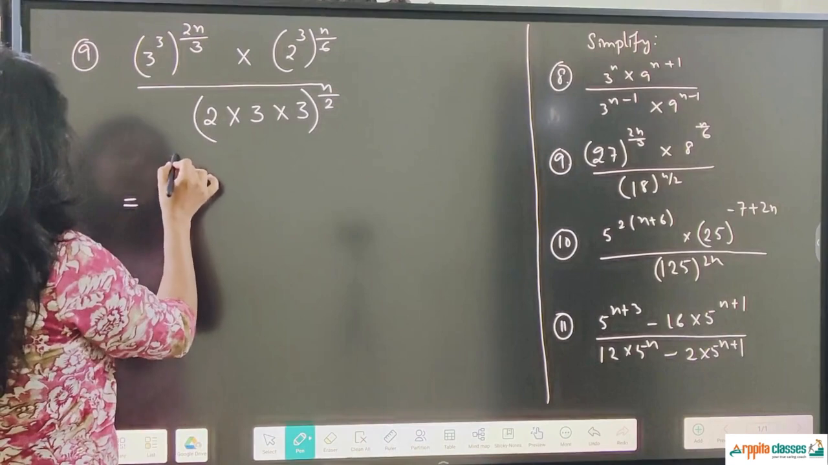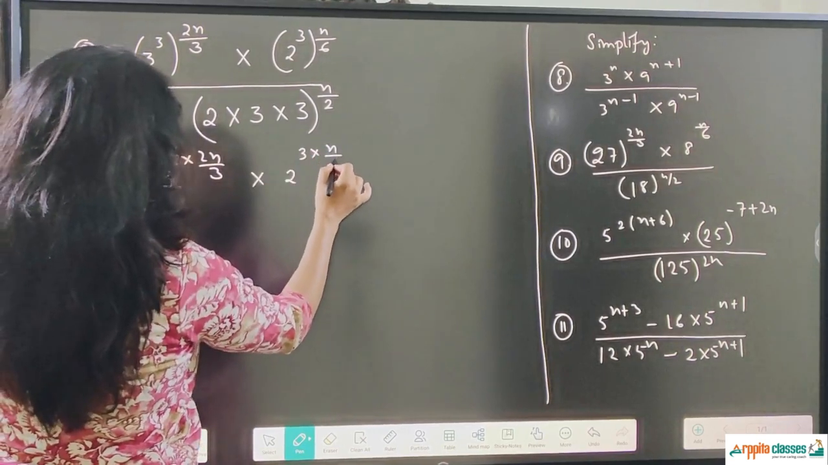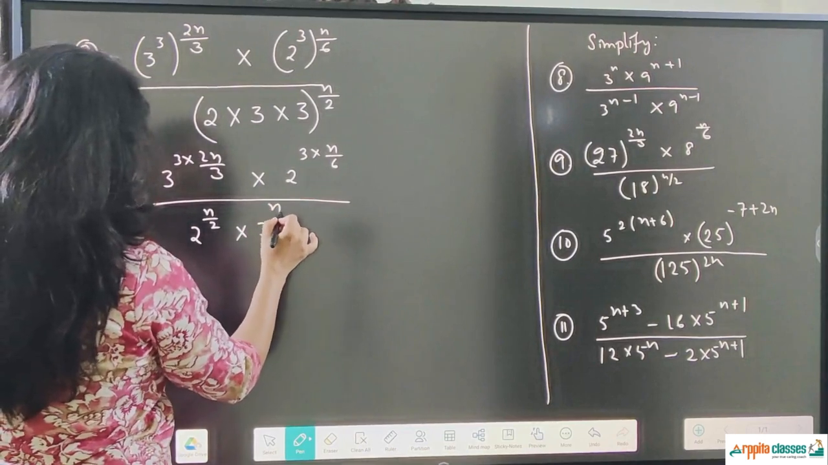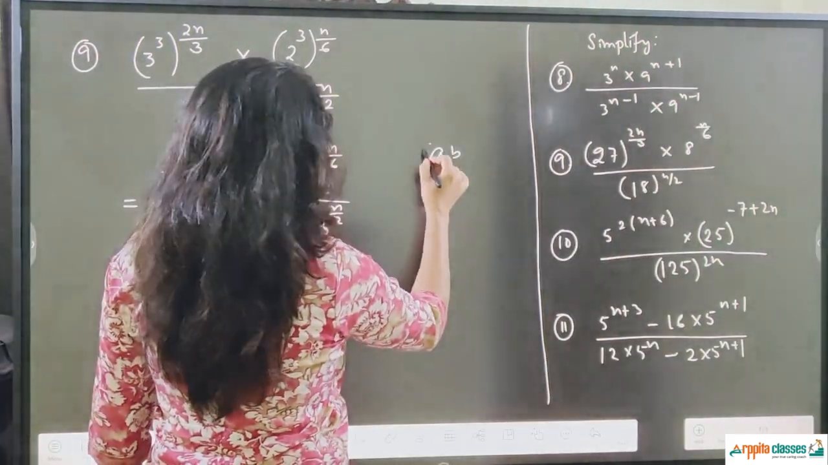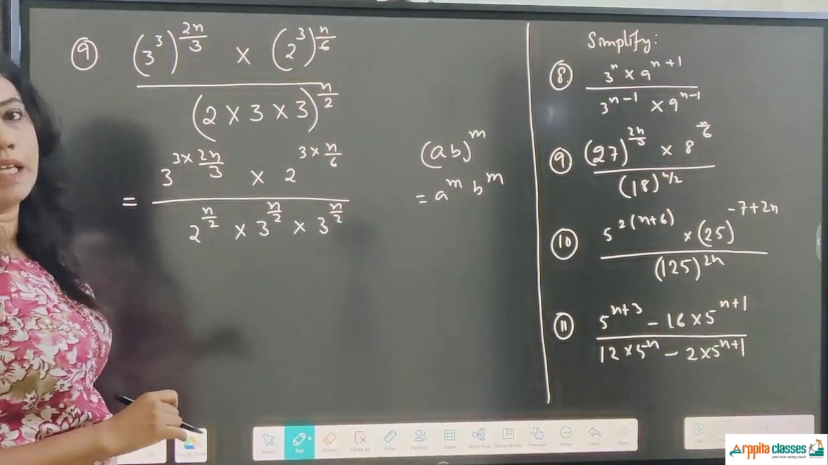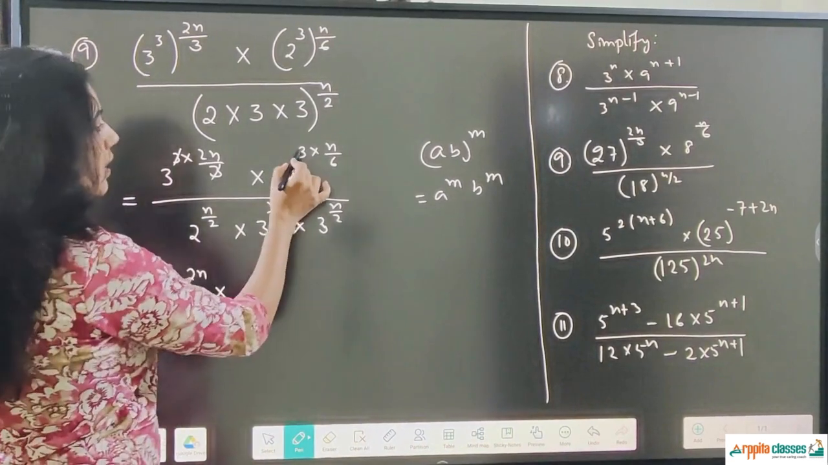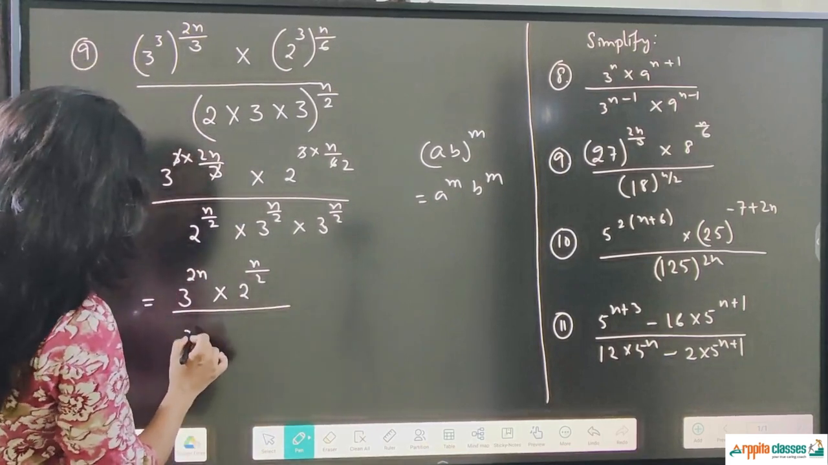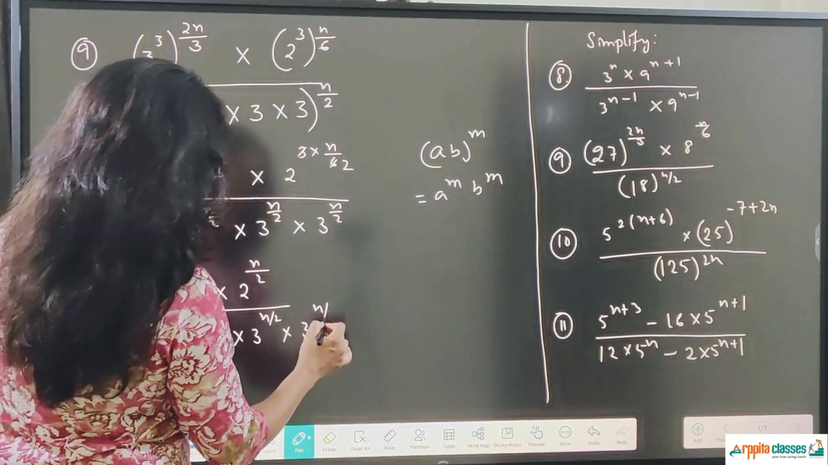So now this will be 3 cube to the power 2n by 3, into 2 cube to the power n by 6, divided by 2 to the power n by 2 into 3 to the power n by 2 into 3 to the power n by 2. I hope everyone understood. If it is ab whole to the power m, we write it as a to the power m into b to the power m. That property I have used here in the denominator. Now 3 and 3 get cancelled, so I get 3 to the power 2n into 2 to the power n by 2, divided by 2 to the power n by 2 into 3 to the power n by 2 into 3 to the power n by 2.